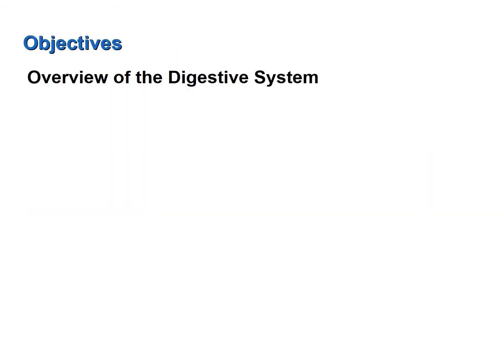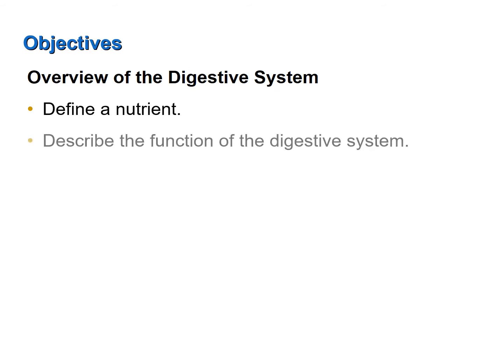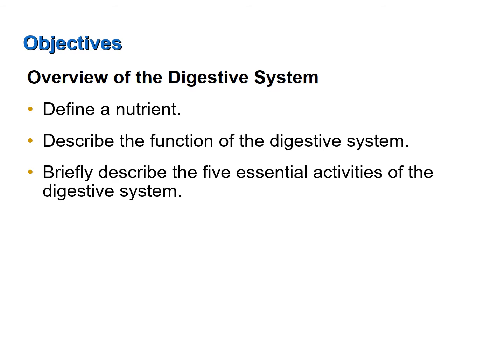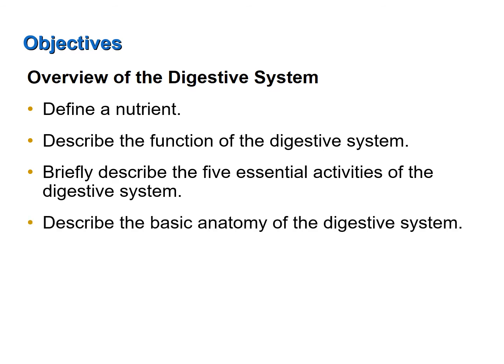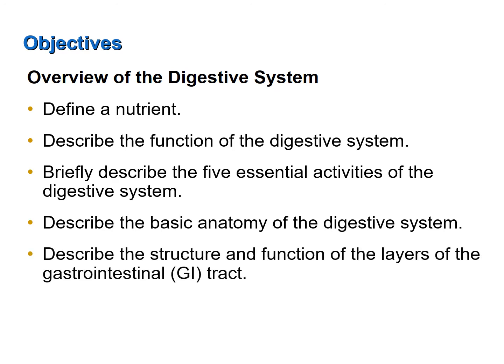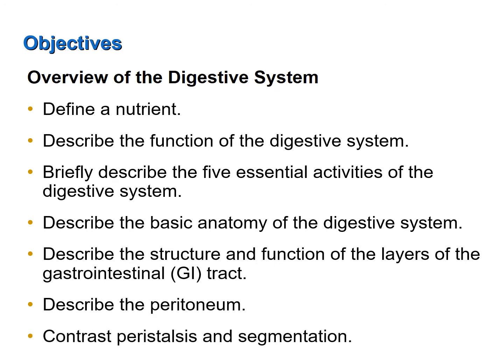This screencast was designed to achieve the following objectives: define a nutrient, describe the function of the digestive system, briefly describe the 5 essential activities of the digestive system, describe the basic anatomy of the digestive system, describe the structure and function of the layers of the gastrointestinal tract, describe the peritoneum, and lastly, contrast peristalsis and segmentation.